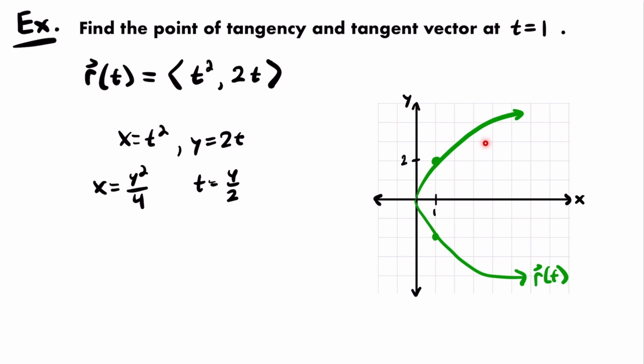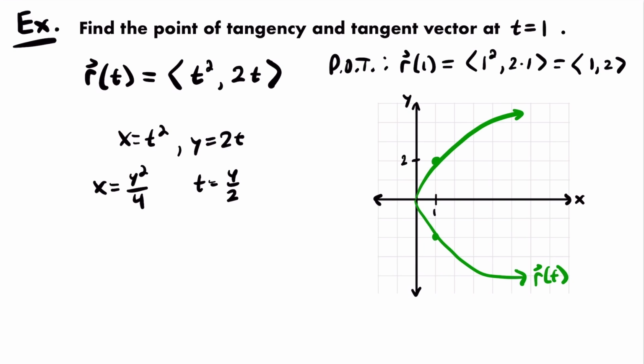And so now that we have graphed our vector function, let's work on finding the point of tangency and the tangent vector at t equals 1. And the point of tangency is going to be pretty easy. To find that point, we just have to plug t equals 1 into the vector function, and that will give us a vector whose terminal point is the point of tangency. All right, so for the point of tangency, we'll have r of 1 equals 1 squared, comma 2 times 1, which equals a vector with components of 1, comma 2.